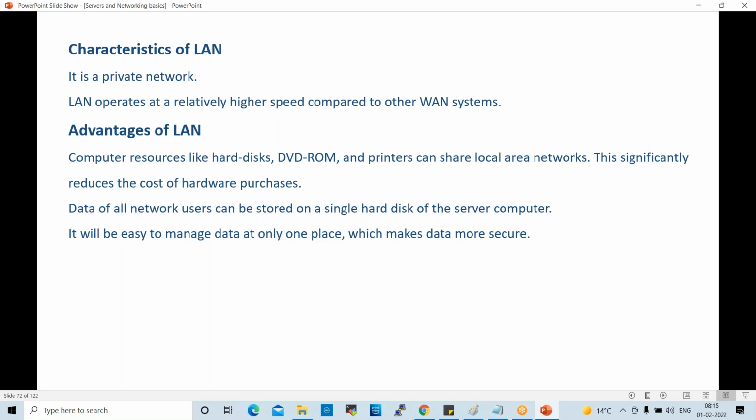Normally in hospitals and schools, they purchase one server and configure it as a network server, so that whatever data they are using is stored in the central computer. From the central computer, they can access the data and save the data. So the data will be centrally available.